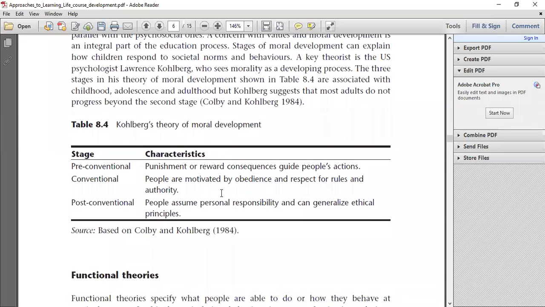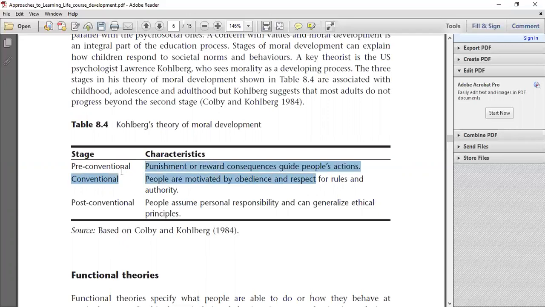Now, the other developmental theory, which is cognitive development, is Kohlberg's theory of development. As I explained in today's class also, this is one of the important theories of moral development, along with Piaget's. As you see, there are 3 stages, and these are the characteristics of each stage. Pre-conventional, conventional. You must have heard the words conventional wisdom, conventional weapons, conventional war.